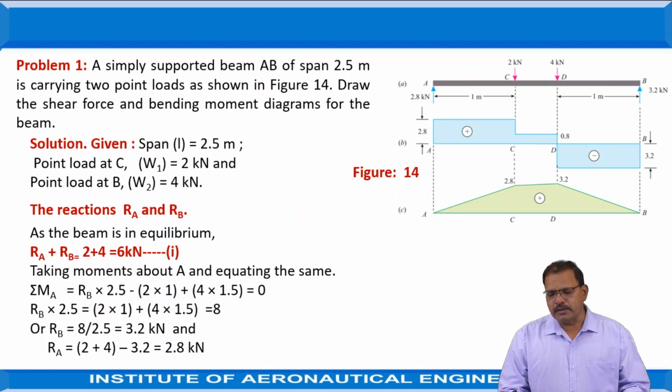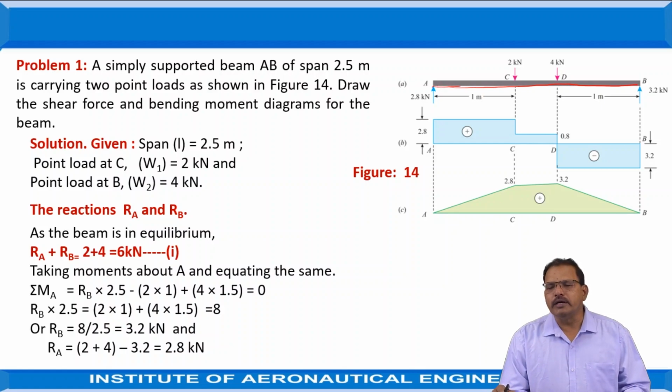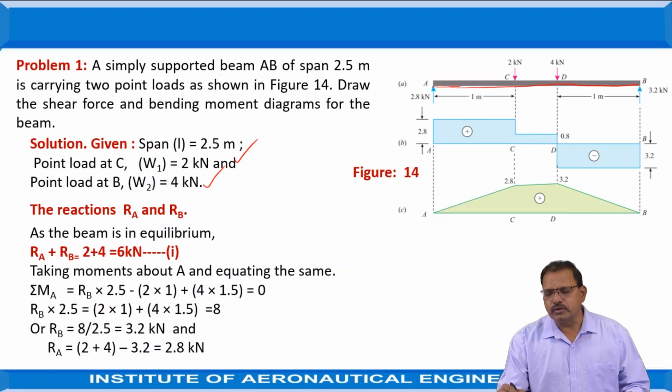Here, the given problem is that the length of the span, that is the length of the beam, is 2.5 meters. The point load W1 at C is equal to 2 kilonewtons, which is at a distance of 1 meter from the end A, and W2, that is 4 kilonewtons at D, is at a distance of 1 meter from the B end, as shown in the figure.